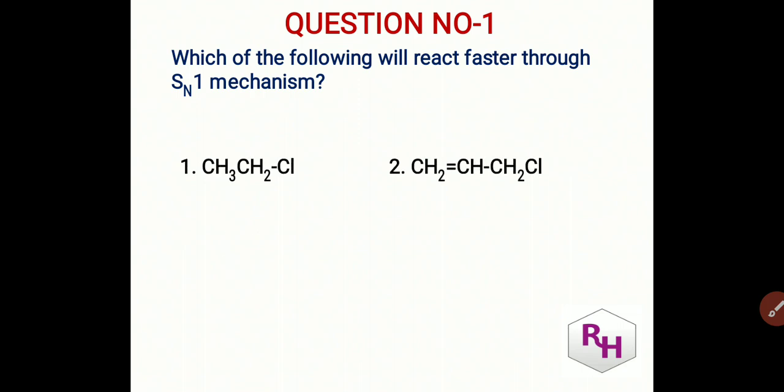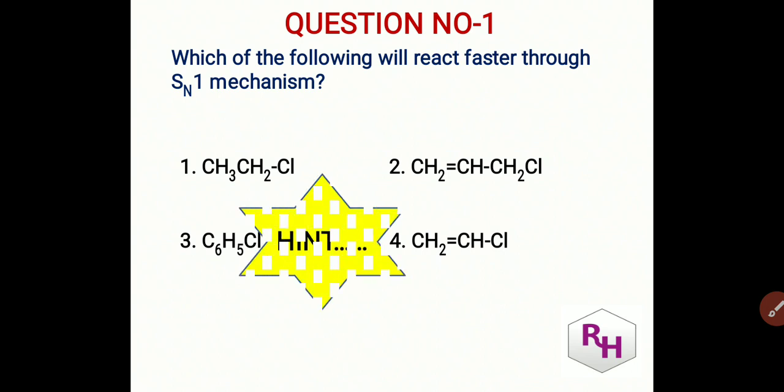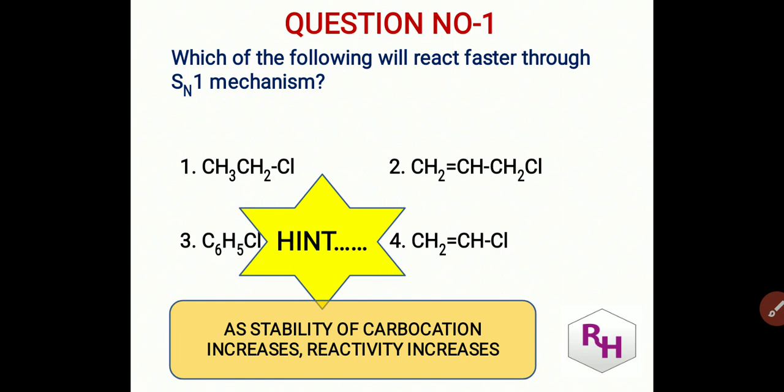The options are given like this. Once you remember the SN1 mechanism, which is a two-step mechanism in which a carbocation is formed, right? If the carbocation is more stable, the reaction will be faster. So remember, the hint for this particular question is: as the stability of carbocation increases, reactivity increases. Now we will see in which case the carbocation stability is more. If you see, the second option will be the correct answer.